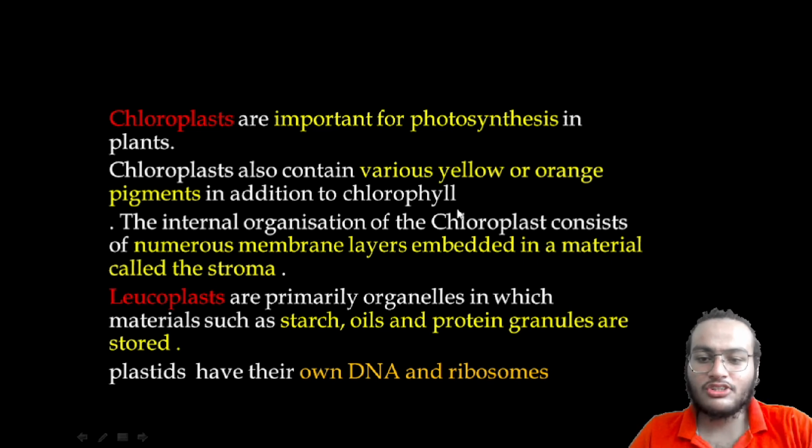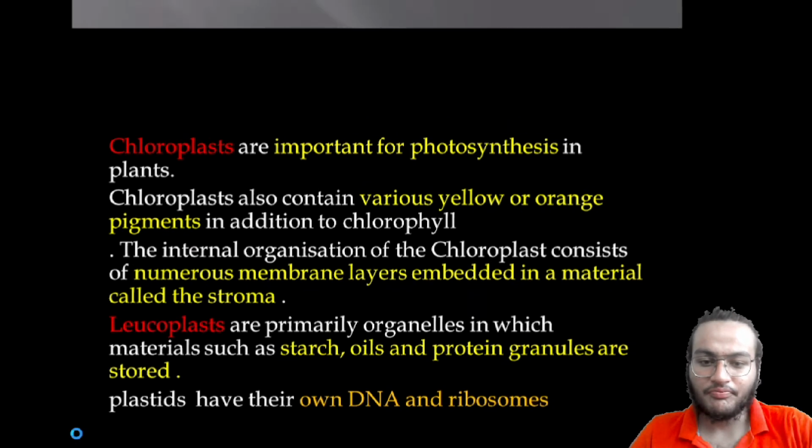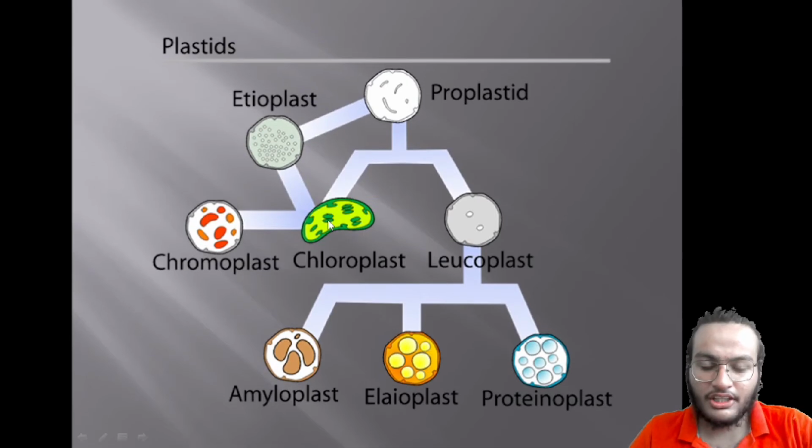Now chloroplast का जो internal organization है वो कैसा है? Stroma material में different numerous membrane layers embedded होती हैं. ये देखिए, this is the different numerous layers embedded in the yellow stroma material. Okay, this is the chloroplast.